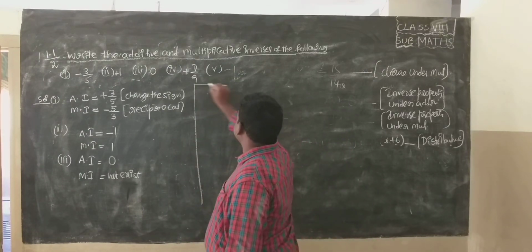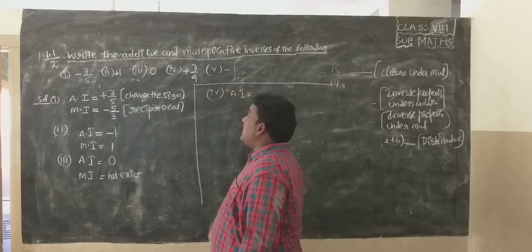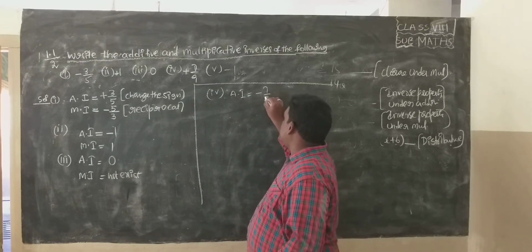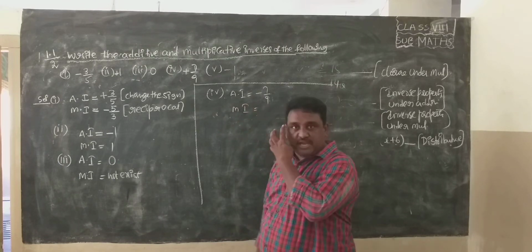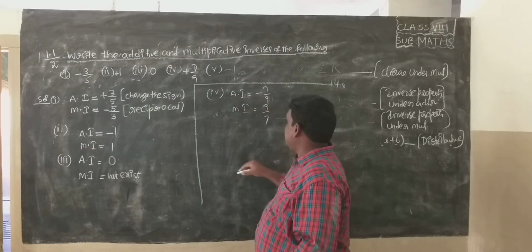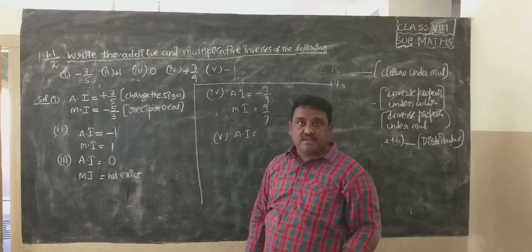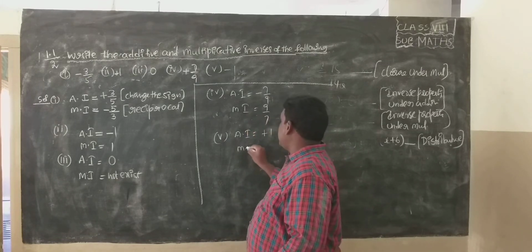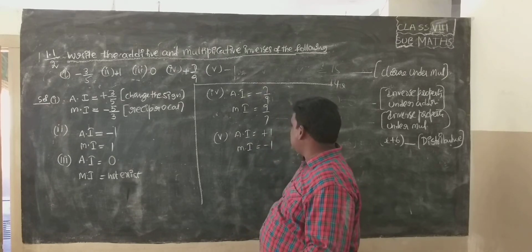Number 4, plus 7 by 9. What is the additive inverse of plus 7 by 9? Minus 7 by 9. What is the multiplicative inverse? Reciprocal. 7 by 9 becomes 9 by 7. Fifth one, minus 1 is there. What is the additive inverse of minus 1? Plus 1. What is the multiplicative inverse of minus 1? Reciprocal. The reciprocal of 1 is 1 only, so it is minus 1.